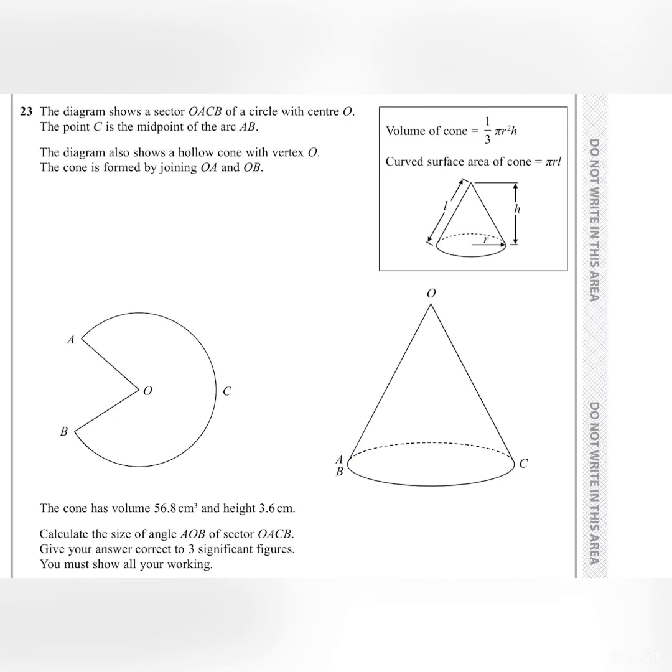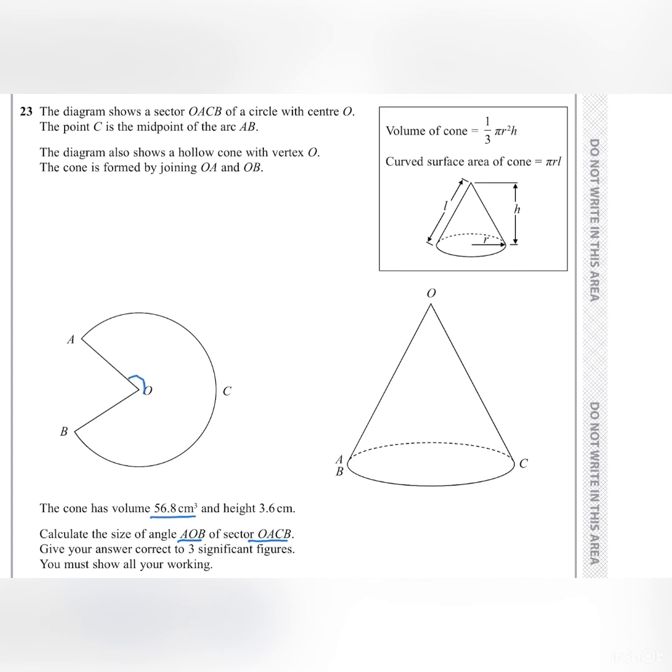Okay, question number 23. It says the diagram shows a sector OACB of a circle with center O, and the point C is the midpoint of the arc AB, and the diagram shows a hollow cone with vertex O. Hollow means it's empty space inside, and the cone is formed by joining O to A and O to B together. The cone has a volume of 56.8 and a height of 3.6, and we need to calculate the size of angle AOB of the sector OACB.